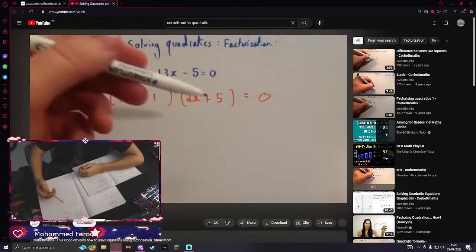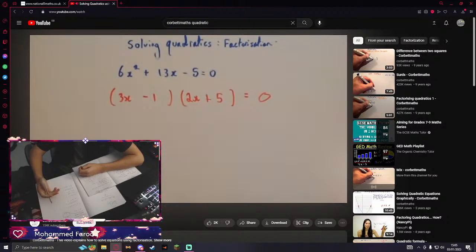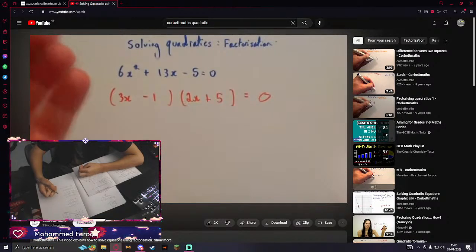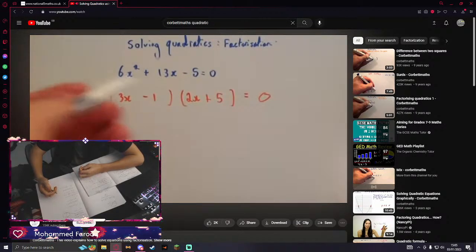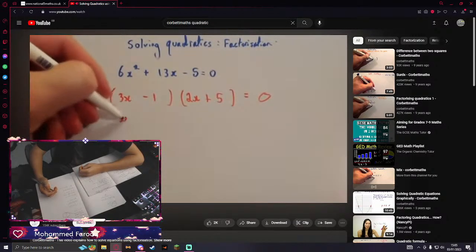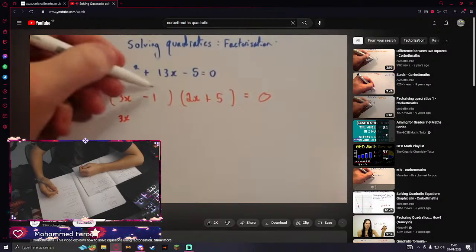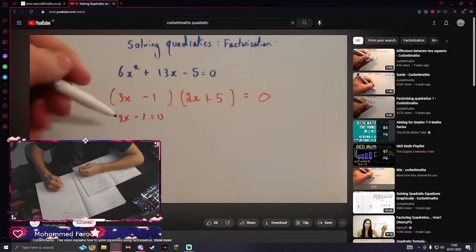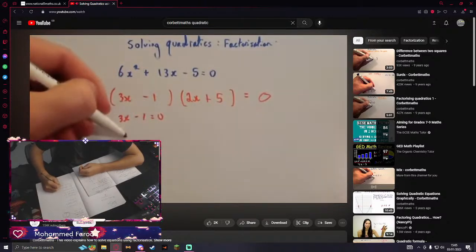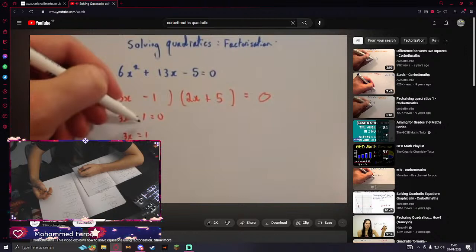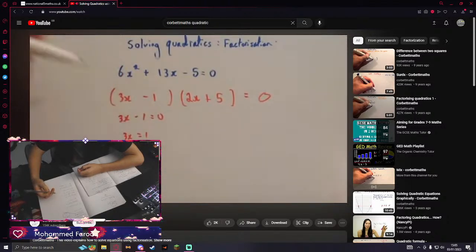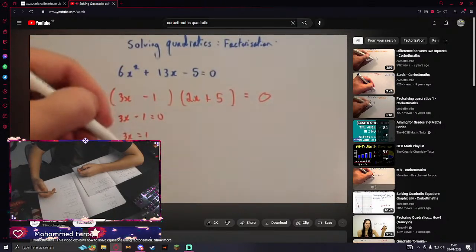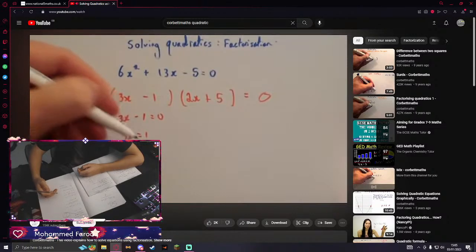So either this bracket is 0 or this bracket is 0. Now, with the other ones, whenever it was just x plus 1 or something like that, you could just see straight away it was minus 1. With these types of ones, I always tend to write it down, just while you get used to it. So 3x minus 1 equals 0. Add 1 to both sides, you get 3x equals 1. Divide by 3 on both sides, so you get x equals a third.